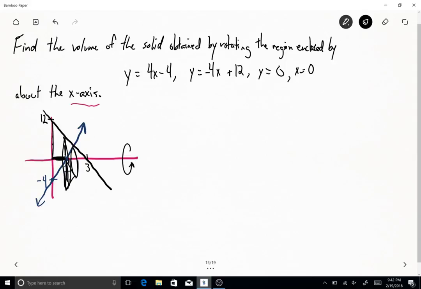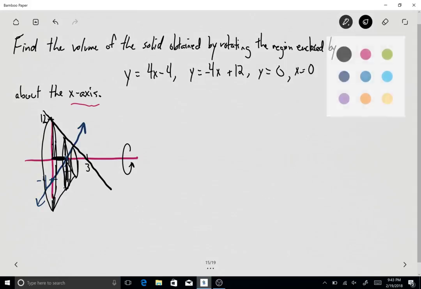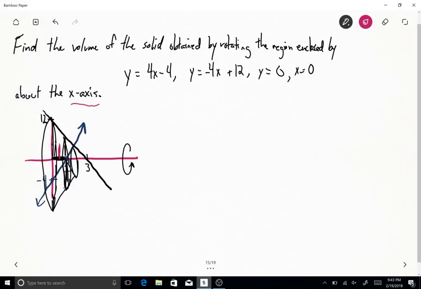And then on top of that, you're going to have this slope down piece that's rotated around as well. So now here's where the images actually come into play. It makes a big difference. So if I'm looking, it looks like the disk method will be the easiest approach. But what is that radius?